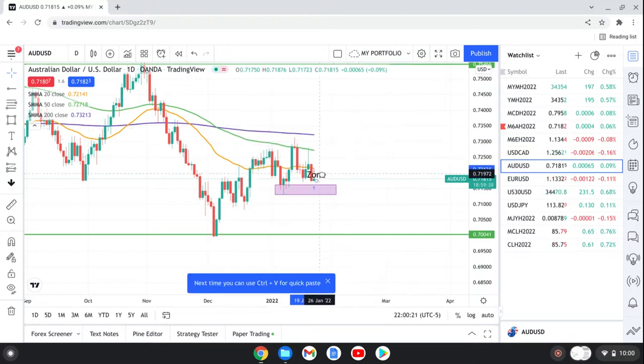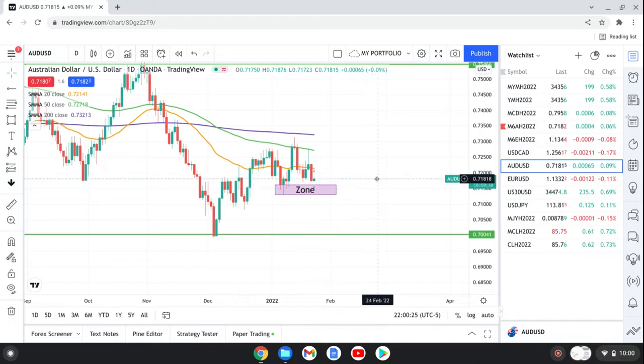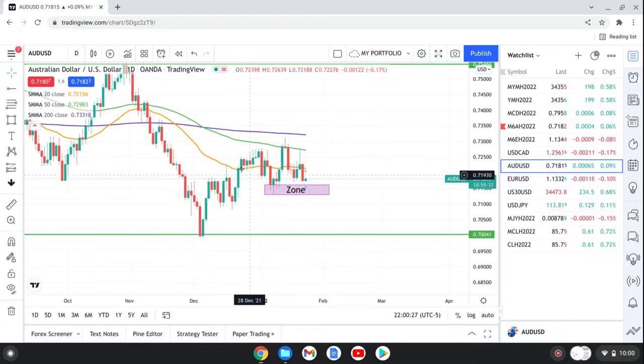So this is your zone area. That's all it is, a zone. It's a supply and demand area. Supply and demand meaning that supply is when the market comes down, it's supplying it, and then it's a demand area. Buyers like to buy in this area and like to buy it back up. So that's what this area is.